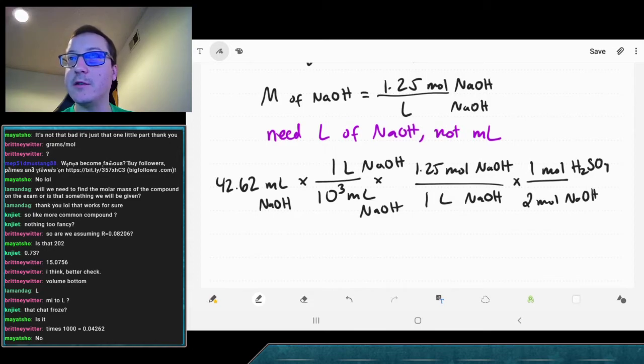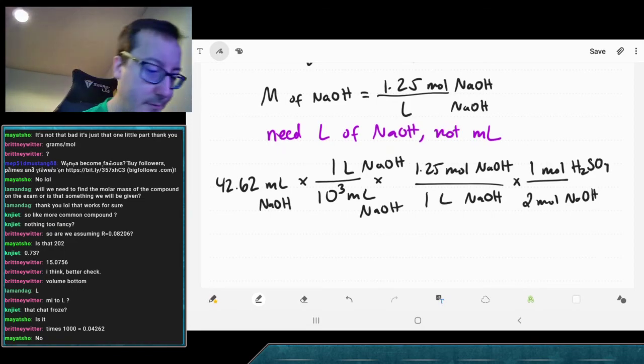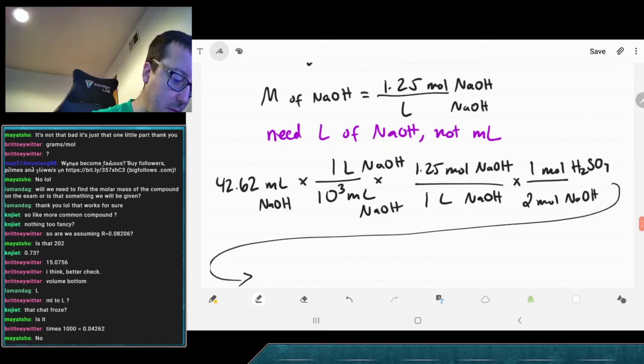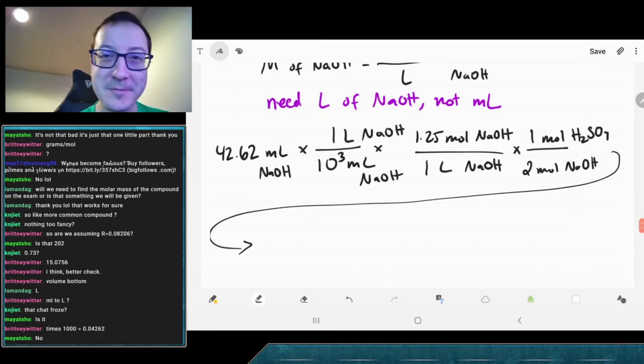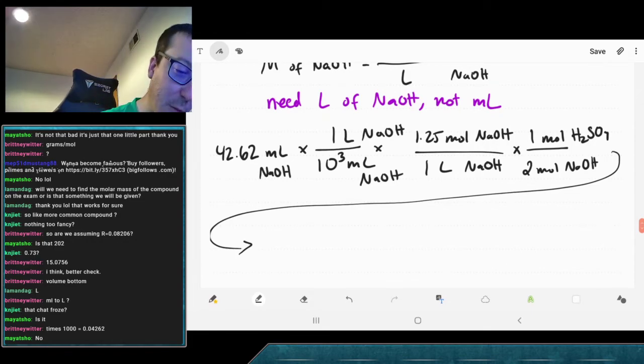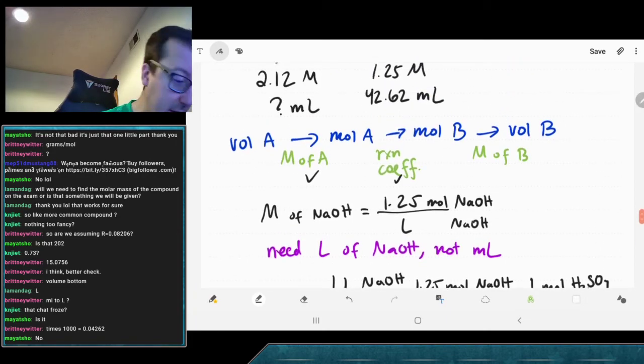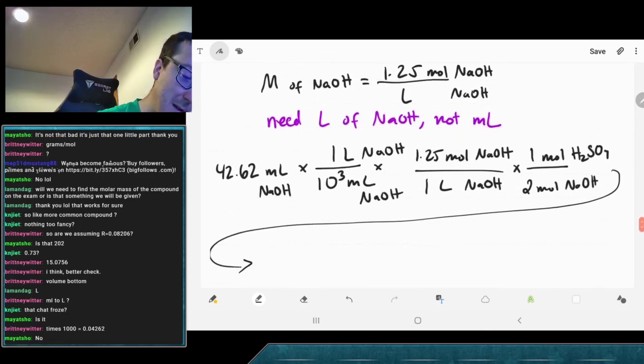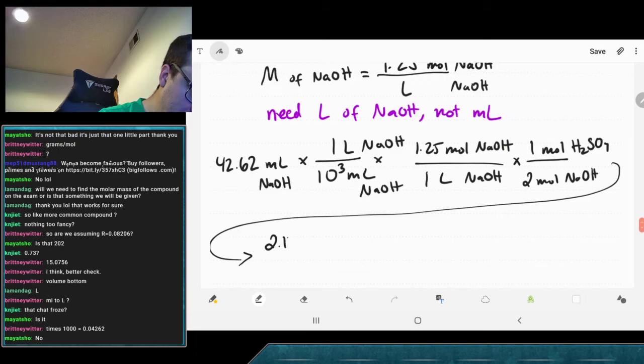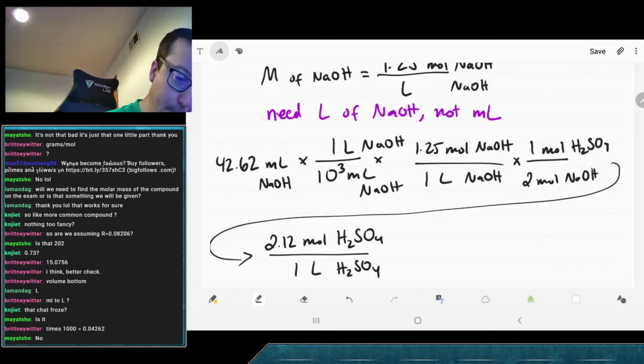I really wanted to fit the last part in here, but I ran out of space. So we're gonna do this. Sorry. Only so much space, right? So if we have moles of sulfuric acid, we were going to use the molarity of sulfuric acid next, and that was 2.12. Oops, except this is upside down. Shame on me.